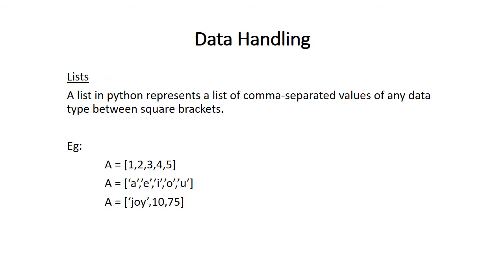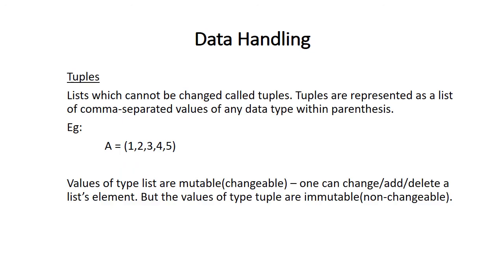List. A list in Python represents a list of comma-separated values of any data type between square brackets. An example is given below. Tuples. A list which cannot be changed is called a tuple. Tuples are represented as a list of comma-separated values of any data type within parentheses. An example is given below. Values of type list are mutable, that means changeable. One can change, add or delete a list element. But the values of type tuple are immutable, non-changeable.